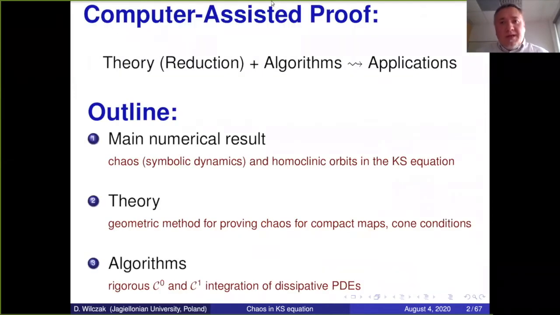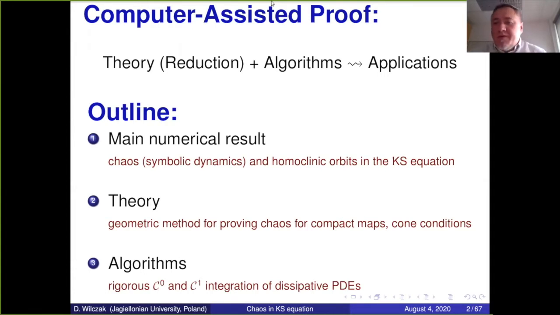And on this slide, I have a meta scheme for computer-assisted proving of dynamics. Usually we have some theory that allows us to reduce the problem in dynamics to a finite number of inequalities. And then we need some algorithms that compute quantities that can then be checked to see if they satisfy those inequalities. And then if we are lucky, we can apply this to some particular systems.